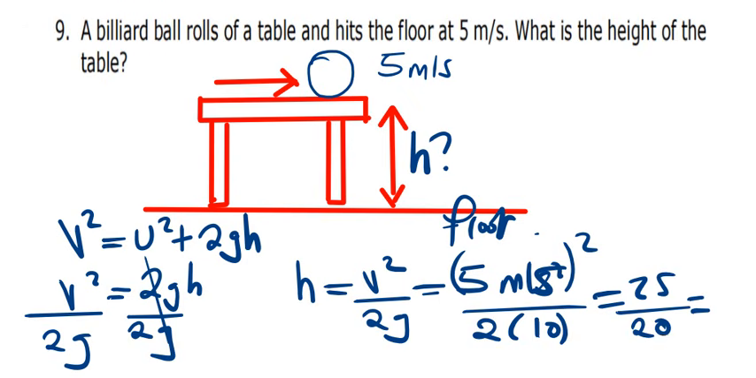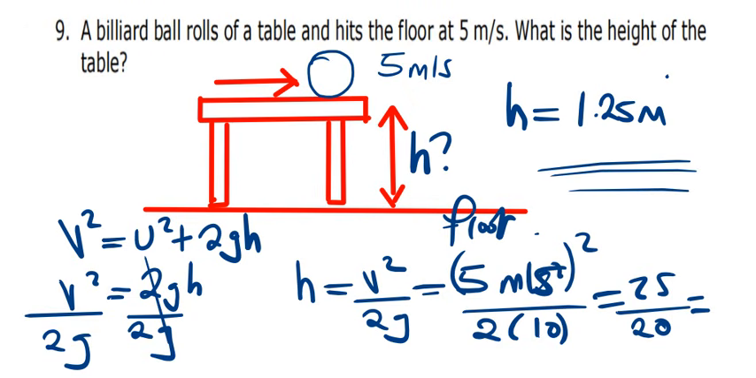Now 25 divided by 20, what do I have? Let me use my calculator. 25 divided by 20, I'm getting 1.25. So the height in this case would be 1.25 meters high. Okay, so basically that's how you're going to find your height.